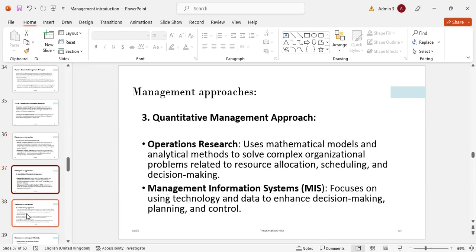Third is quantitative management approach. Operations research uses mathematical models and analytical methods to solve complex organizational problems related to resource allocation, scheduling, and decision-making. Management information system, MIS, focuses on using technology and data to enhance decision-making, planning, and controlling.